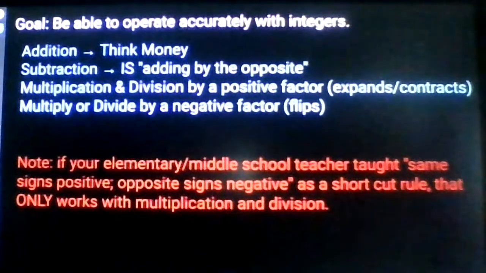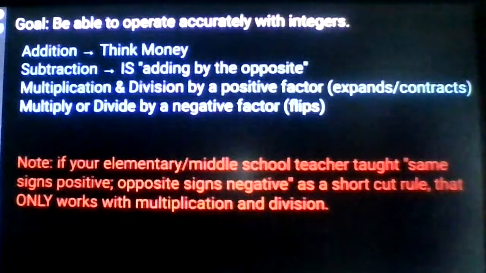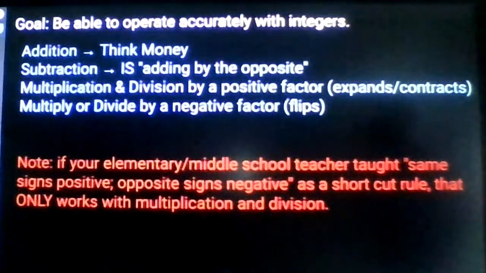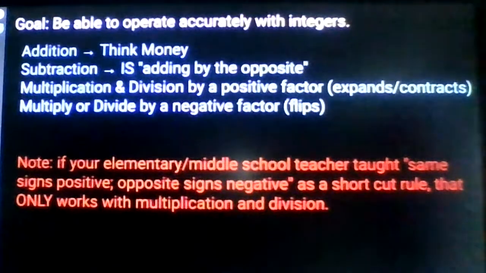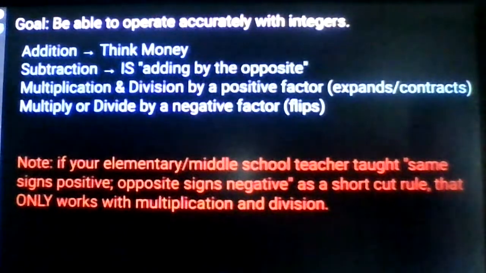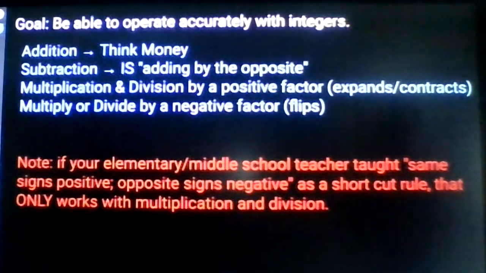Be able to operate accurately with integers. Addition rules should be fairly straightforward and simple, common sense rules. Subtraction, we're going to switch our subtraction problems to addition problems. Multiplication and division, we'll talk about.